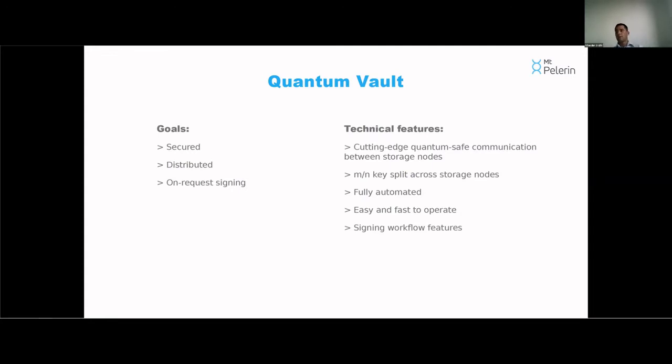So, the technical features of the Quantum Vault. Because we are part of the Open QKD project, and we want the storage to be distributed, we decided to use quantum-safe communication between the storage nodes. Then, because we don't want a full key on each of the nodes, we decided to split the key, basically an M-of-N split across the storage nodes. I will detail this a bit later. We want a fully automated reconstruction of the key because we want to sign transactions very quickly. And we want something easy and fast to operate, which can integrate with signing workflow features, so that it's ready to be implemented inside any banking-grade software.